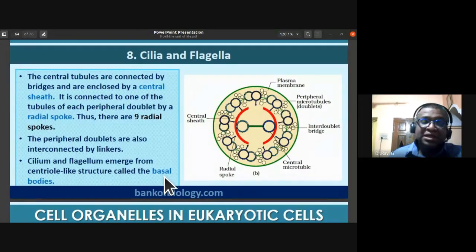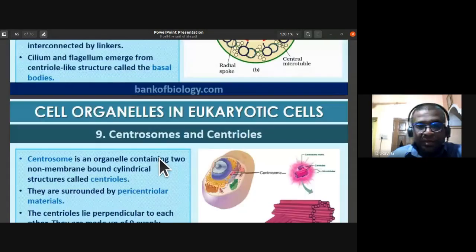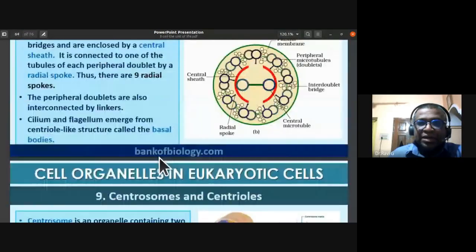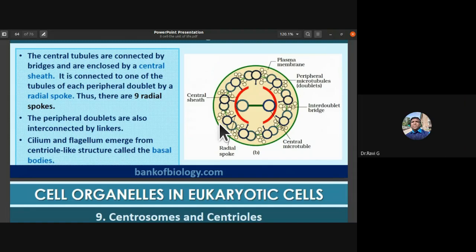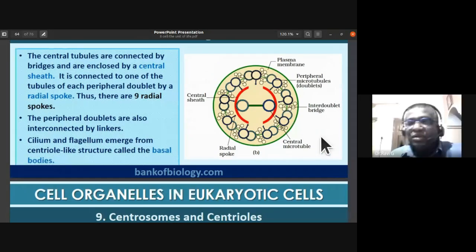So it arises from the basal body, which is a centriole-like structure. Both cilium and flagellum arise from the centriole-like structure called the basal body. That is what you have to remember. Then there is the interdoublet bridge or the linker, as you can notice. These are the diagrams that you have to remember.